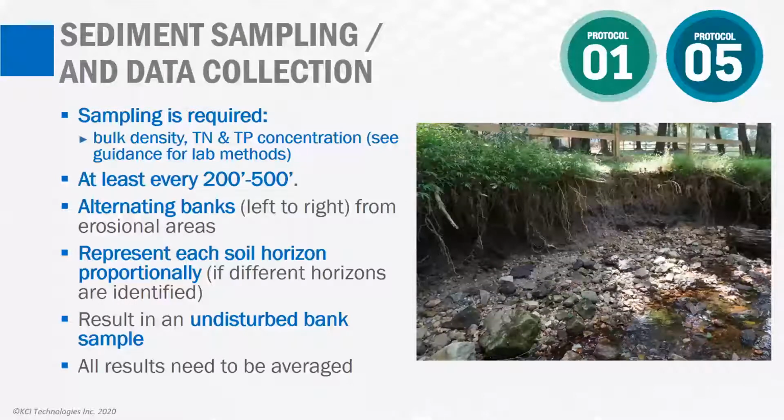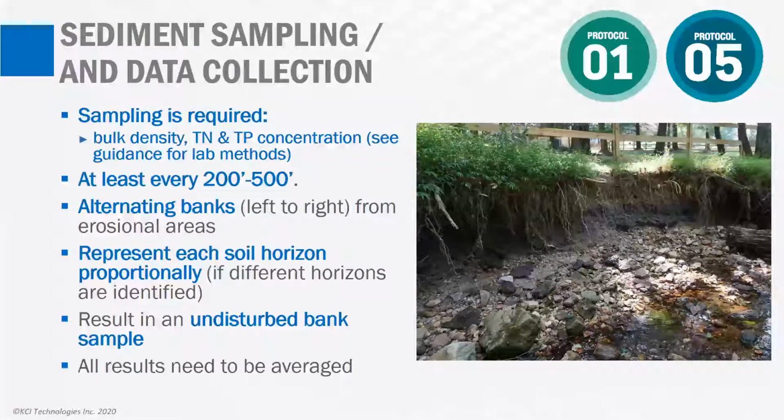The samples should be collected on alternating banks. So if your first sample was collected on the left bank, the next sample should be collected on the right, as long as you're sampling from erosional areas. So you shouldn't sample from a depositional feature such as a point bar or any sort of slumped bank material. The samples should represent each soil horizon proportionally. So if there's different soil horizons identified, like in the photo on this slide, you should collect samples from each horizon. The samples should be collected in a manner to result in an undisturbed bank sample.